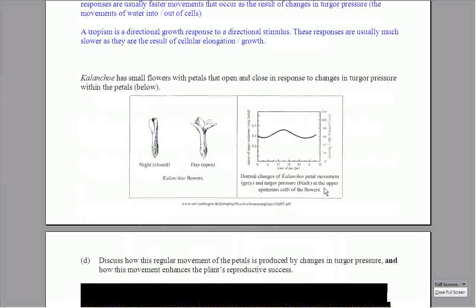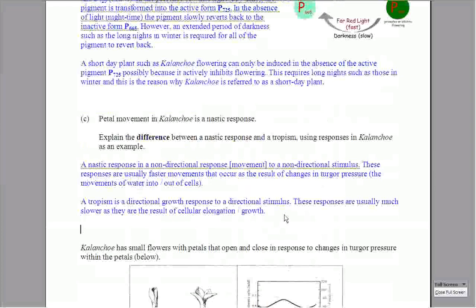Alright, sorry, I've actually forgotten there to use examples of the actual kalanchoe. So tropism here would be the growth of any part of the plant, growth towards the light, growing upwards, against the direction of gravity, the roots growing towards water, or growing downwards with the direction of gravity.